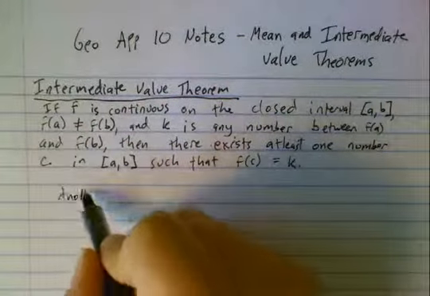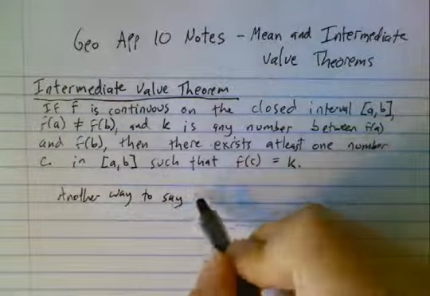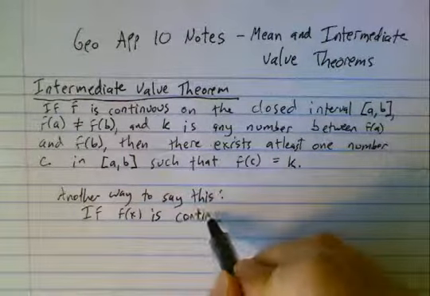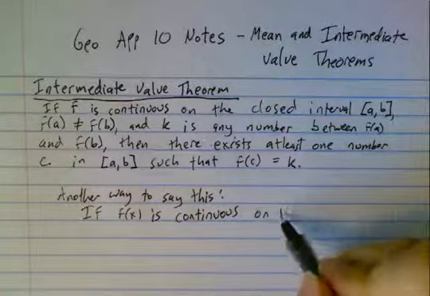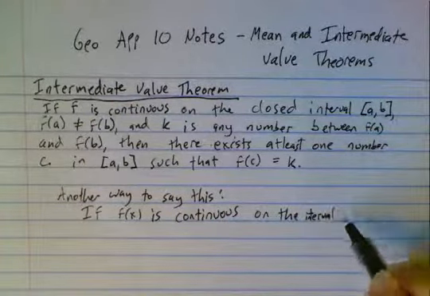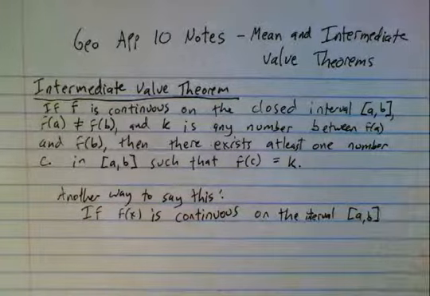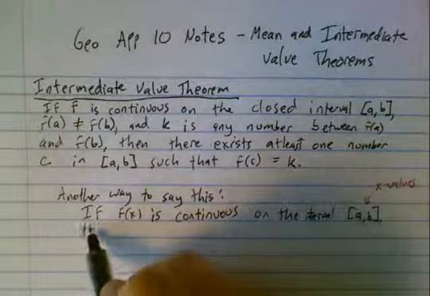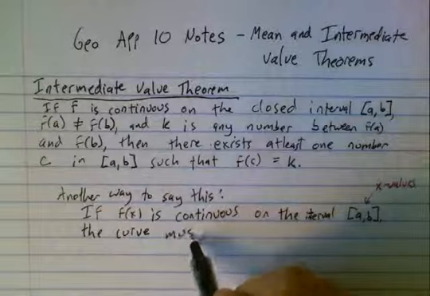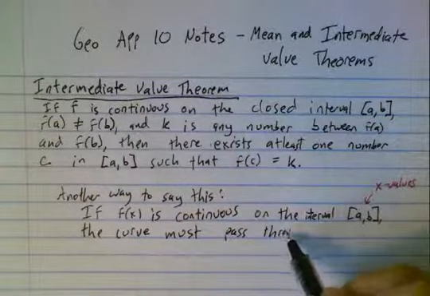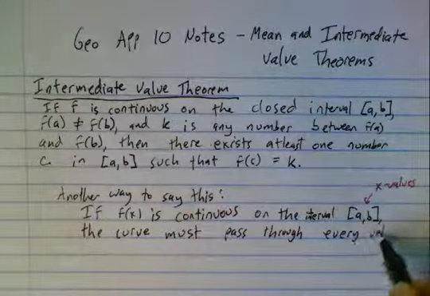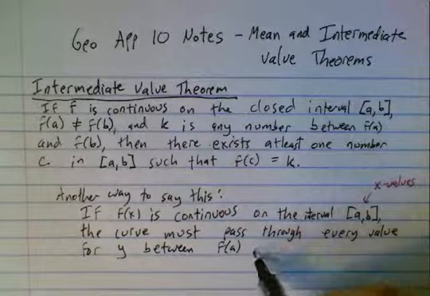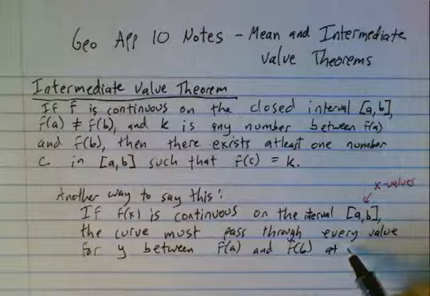Another way to say this: if f of x is continuous on the interval a to b, and this is x values, the curve must pass through every value for y between f of a and f of b at least once.